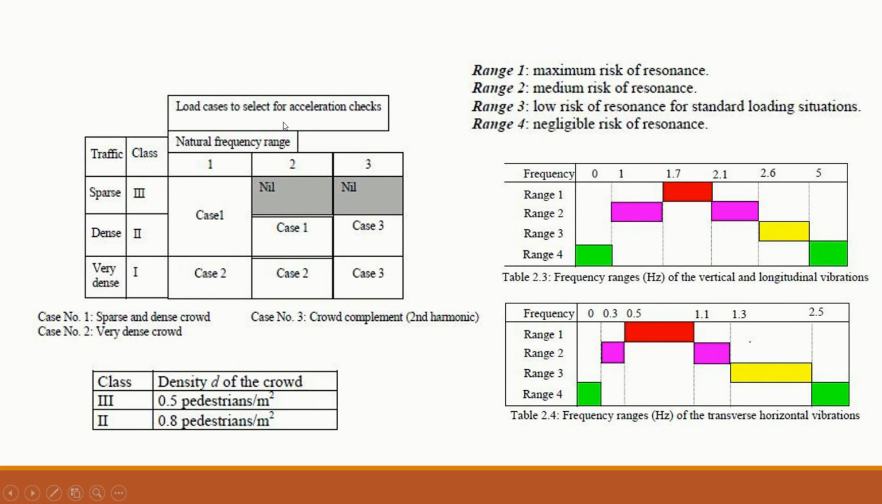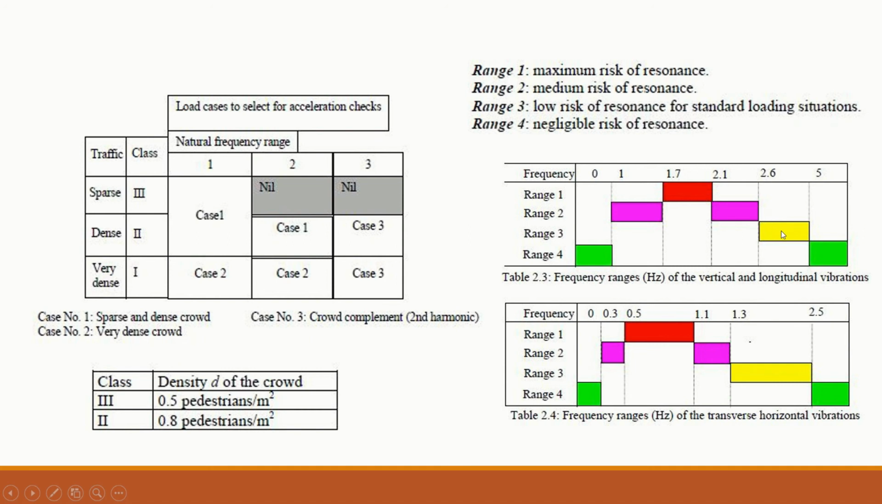So as you know, the vibration caused by the people on the bridge is a sum of harmonics. So we should pay attention to the first and second one. So here for class 3, we should only do the first harmonic verification. So only if the frequency is in range 1. If it's in range 2 and range 3, there's no verification to do because it's a footbridge that no one walks on. It's not a crowded footbridge.